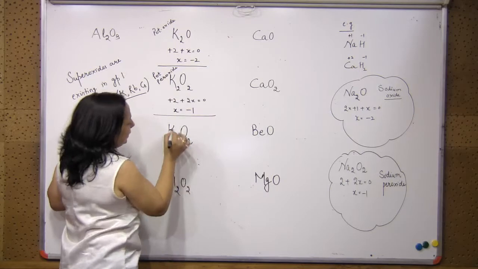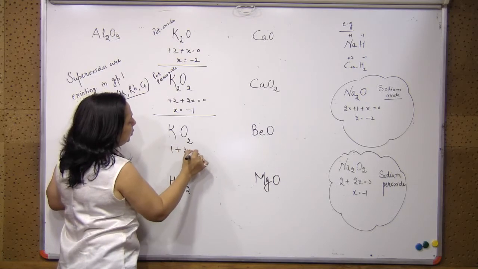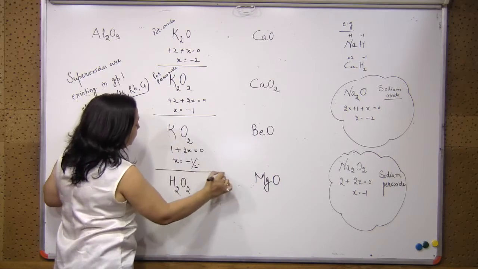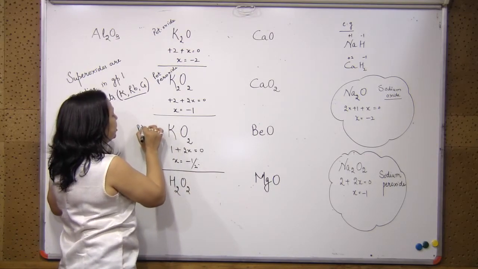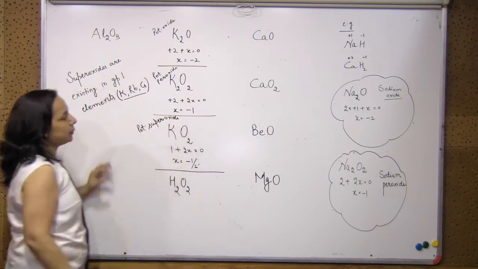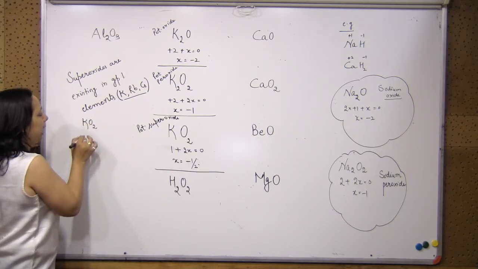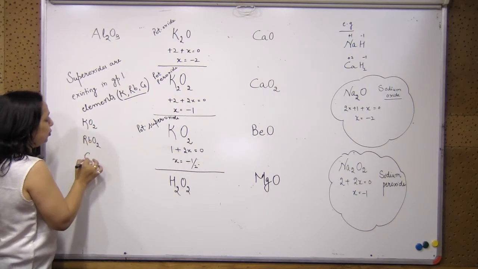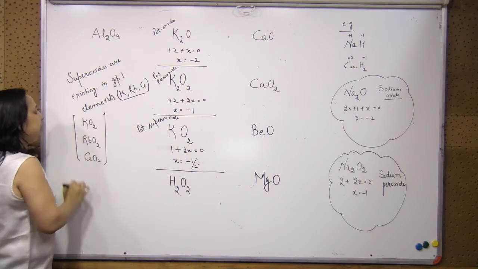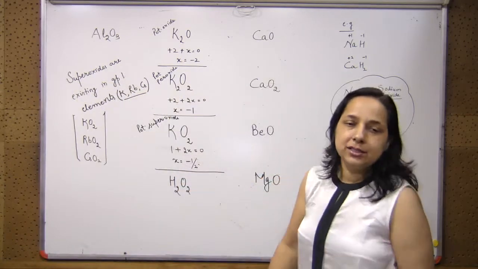Next, 1 plus 2x is equal to 0. X comes out to be minus half. And now this is a superoxide, potassium superoxide. The formulas of the three superoxides are KO2, RbO2 and CsO2. These three superoxides you must remember, only three in the periodic table. In the complete periodic table, there are only three superoxides existing.